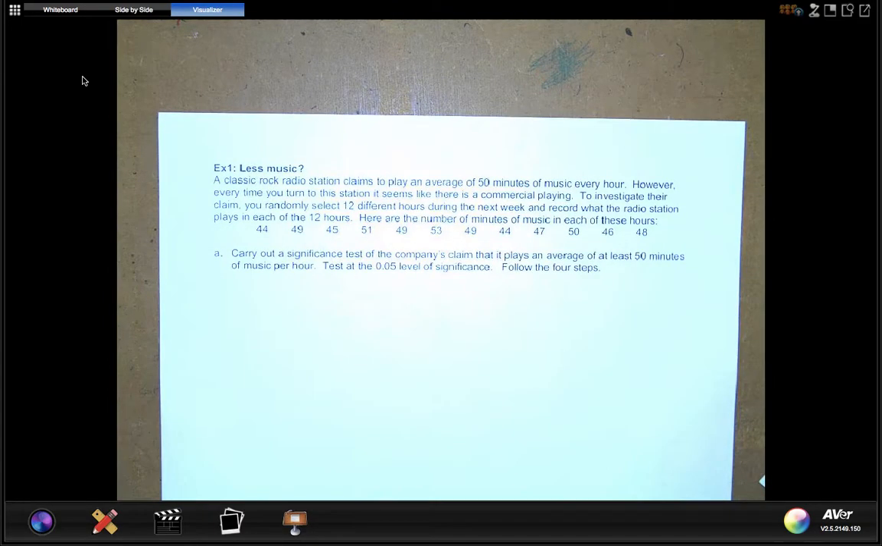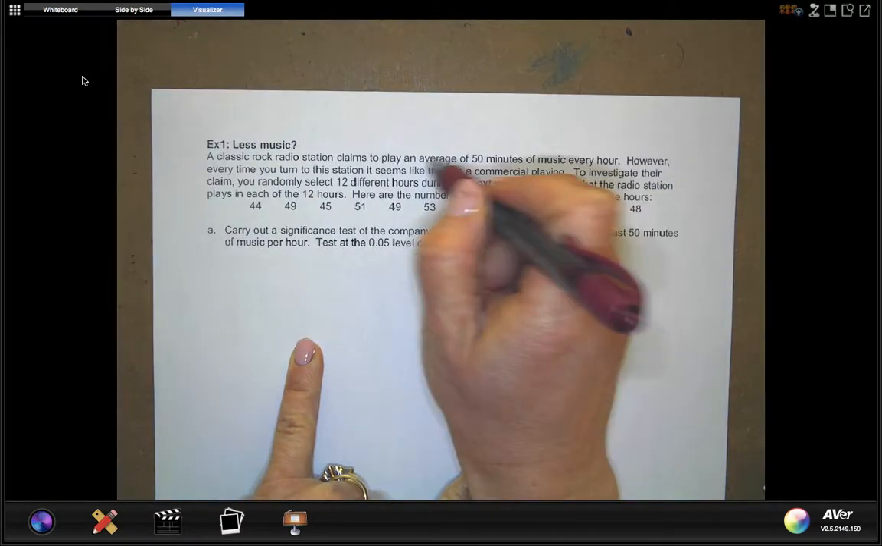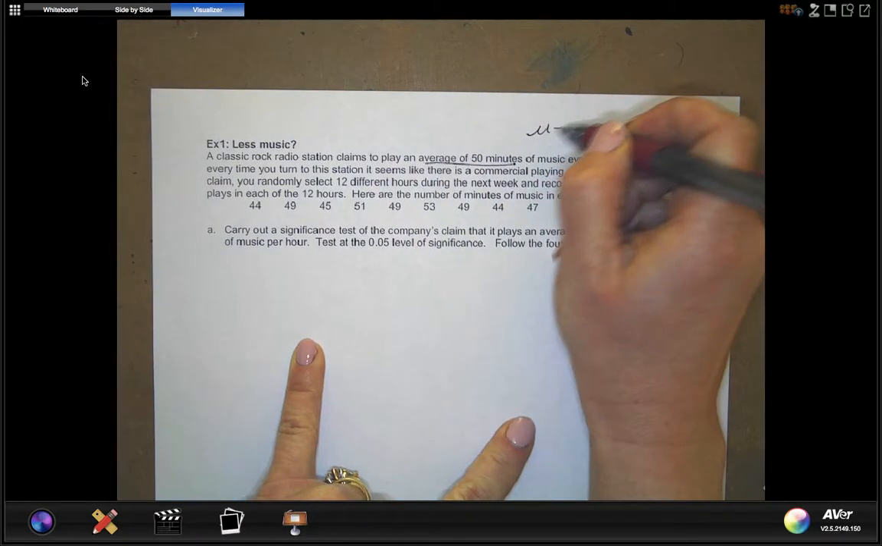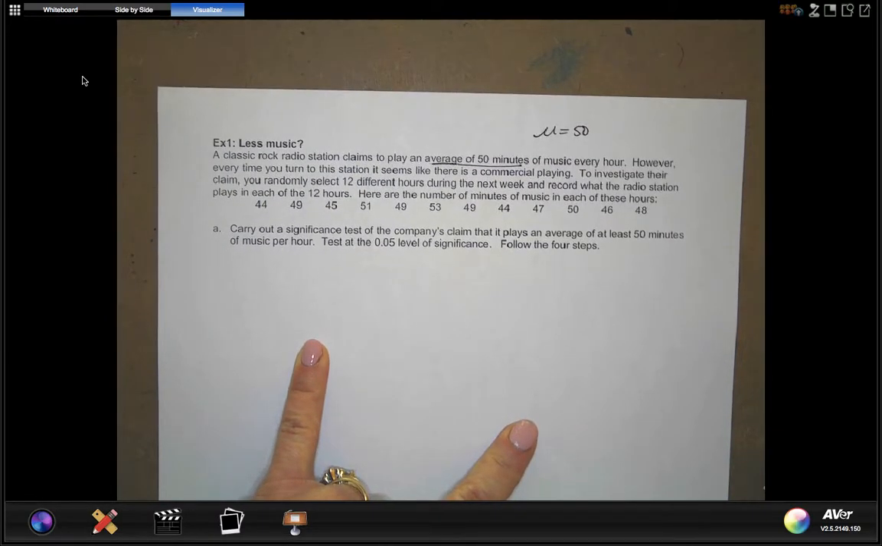All right, so the studio claims to play an average of 50 minutes every hour. However, every time you turn the station on, it seems like there's a commercial playing. To investigate their claim, you randomly select 12 different hours during the next week and record what the radio station plays in each of the 12 hours. Here are the number of minutes of music in each of these hours.